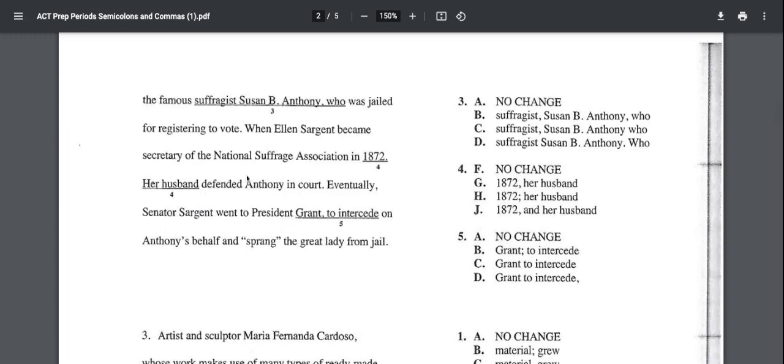Okay, so let's see. Number 5. "Eventually, Senator Sargent went to President Grant to intercede on Anthony's behalf and sprang the great lady from jail." Eventually, comma, so we can't change anything about that. Just disregard that. The sentence, "Senator Sargent went to President Grant, comma, to intercede on her." There's no other comma. We can't separate the subject and predicate from the rest of the sentence with only one comma. So the correct answer is going to be C.